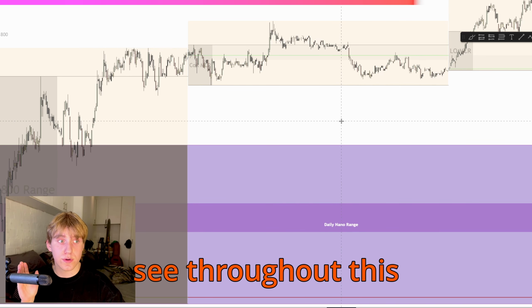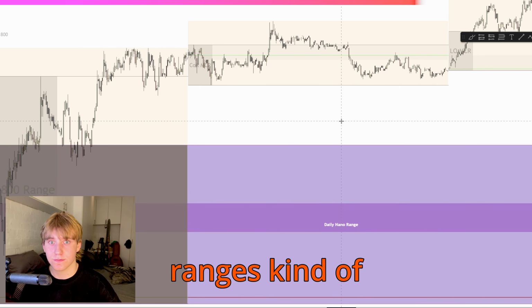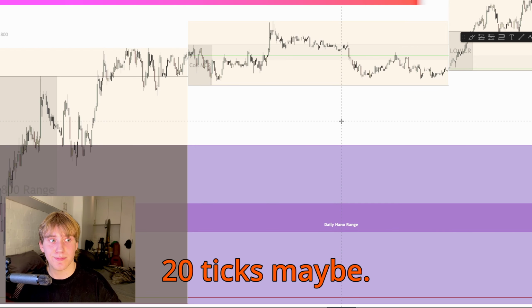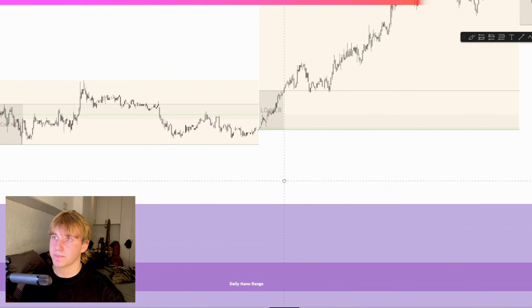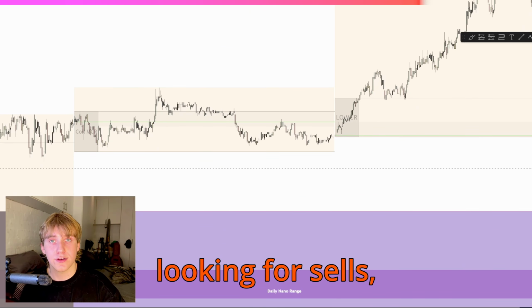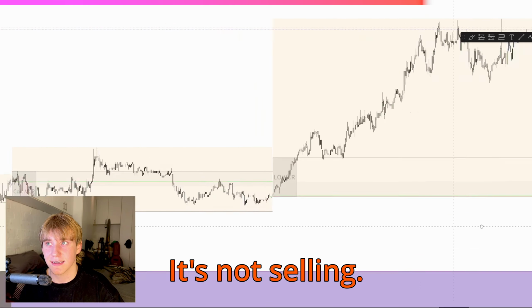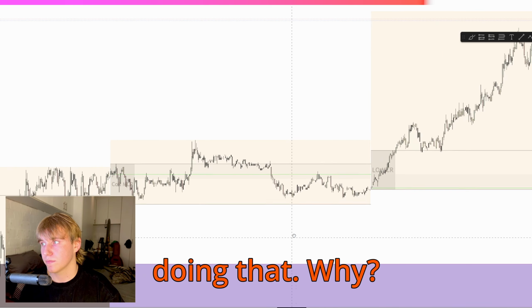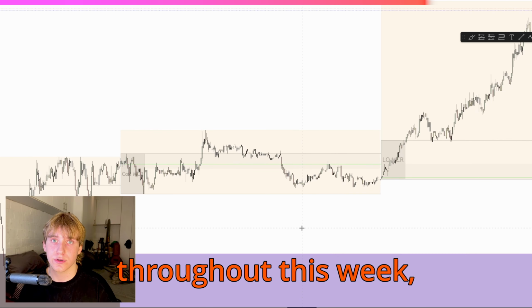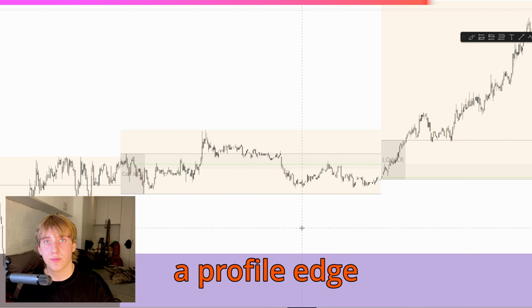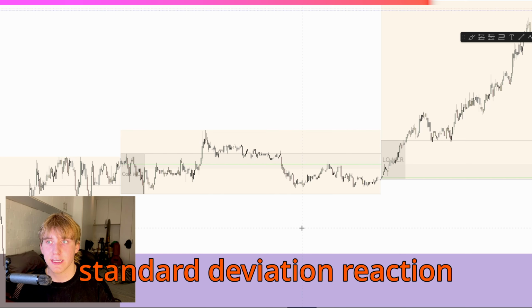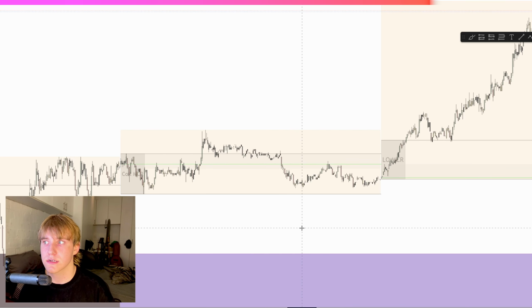We can clearly see throughout this week, all Nano ranges kind of 10 to 20 ticks, maybe. Like that's on the large side. So if we were only looking for sells, we can see price, it's not selling. It's not doing that. Why? Every single previous example that I showed throughout this week, we failed at a profile edge or we had standard deviation reaction, but still at a profile edge.